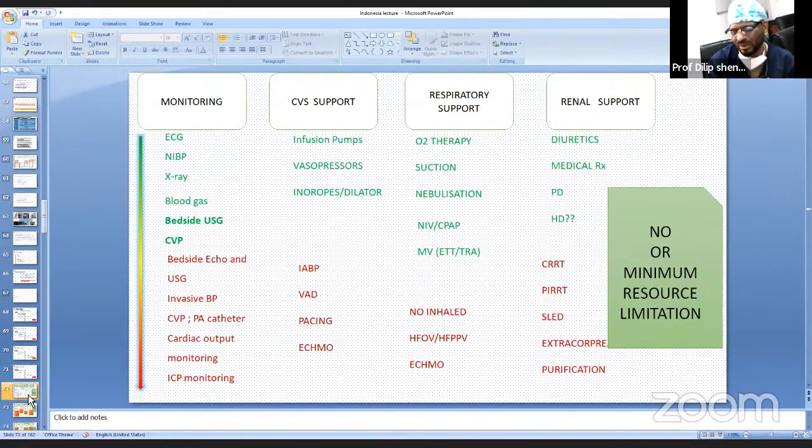So let us see what happens to the various monitoring in minimum resource. No, there is no resource limitation. So whatever is in green is nearly basic, and what is in red is all advanced monitoring. So cardiovascular support, respiratory support, renal support. You have got everything in that setup, including CRRT, extracorporeal therapies, HFOV, and invasive cardiac output monitoring.